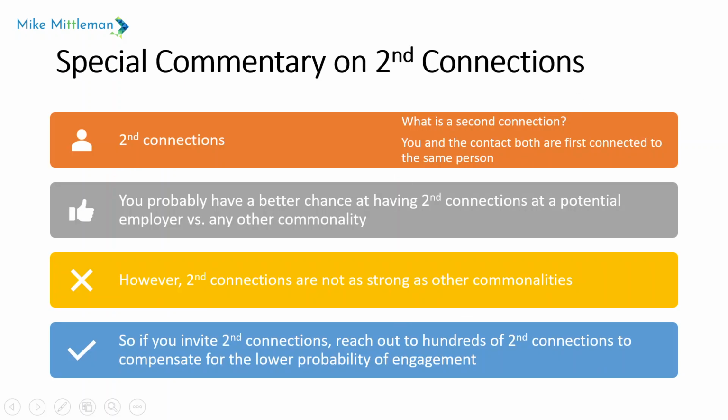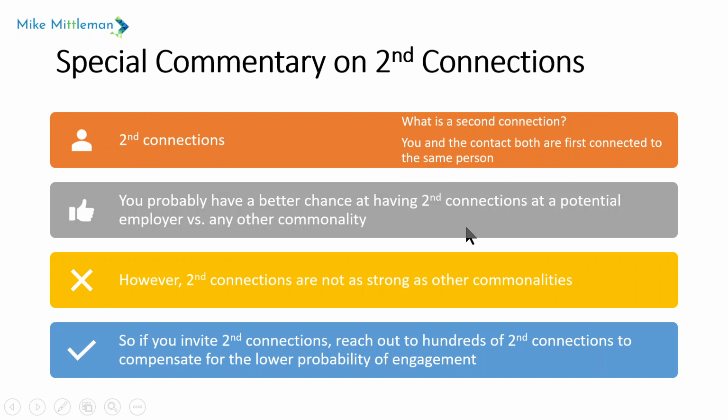So just some special comments on second connections here. First of all, what is a second connection? Well, you and the contact both are first connected to the same person. I know Bob Smith. The person I'm trying to contact knows Bob Smith. So therefore, we both, quote unquote, know Bob Smith. Really, we're both connected to Bob Smith.